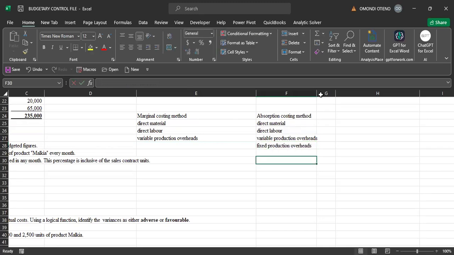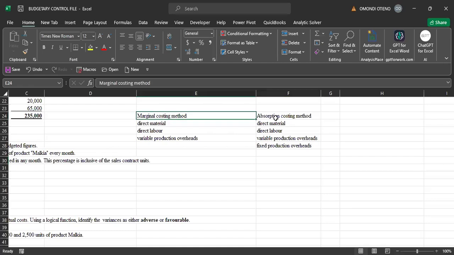So for us to get cost per unit of output under the marginal costing method, we only take direct material, direct labor, and variable production overhead. Under the absorption costing method, we need to take marginal cost plus fixed production overhead so that we get cost per unit of output.